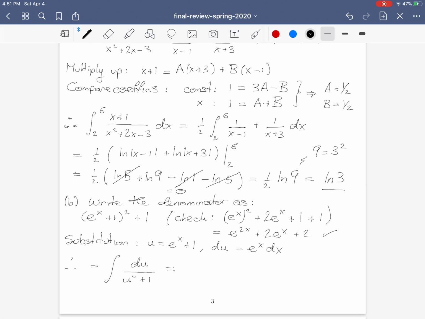So I know how to integrate this. 1 over u squared plus 1 is the derivative of arctan u. So this is equal to arctan u plus an arbitrary constant. And then finally, I substitute back for x. So my final answer is arctan of (e to the x plus 1) plus an arbitrary constant c.